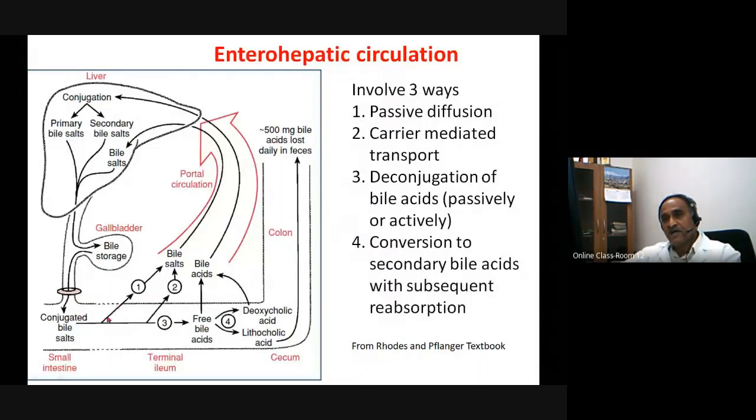These are reabsorbed. The number one indicates passive reabsorption. This is a very small quantity; passive bile salt reabsorption contributes only 5 to 10%. Then there is carrier mediated transport, because there are carriers in the intestine which transport these bile acids back into the circulation. They are large in number. This happens in more than 80% of cases.